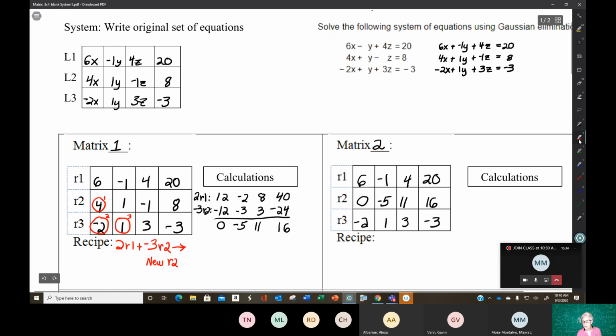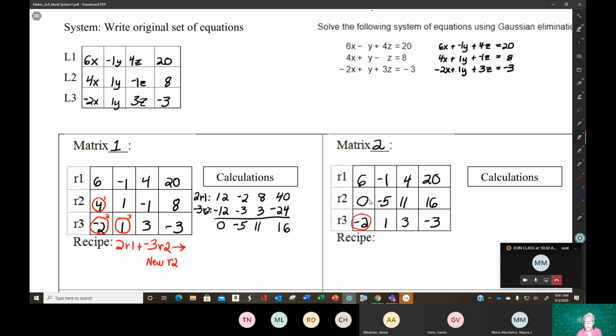And now my next goal is to turn this -2 into a 0. Okay, well, you can see that if I were to add row 2 and row 3 together, any number I would multiply the 0 by would still be a 0, so I would stand no chance of getting a 0 when I add these two rows together. So I'm going to have to use row 1 and row 3 together.